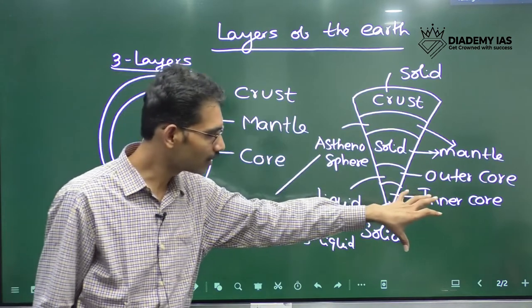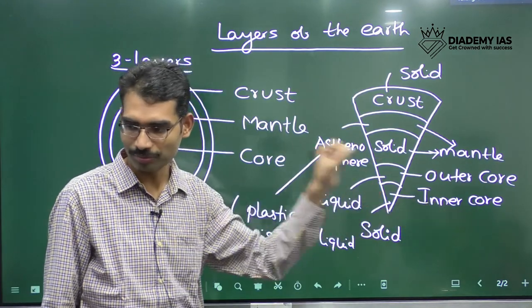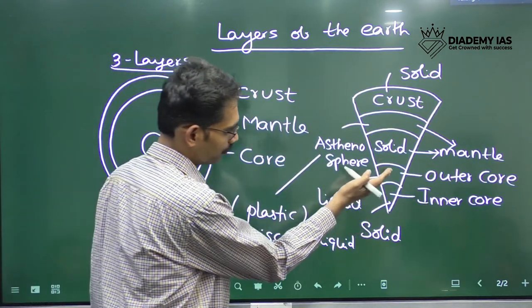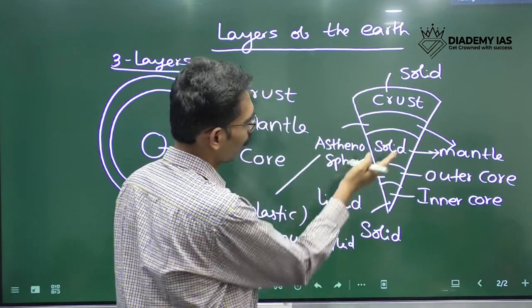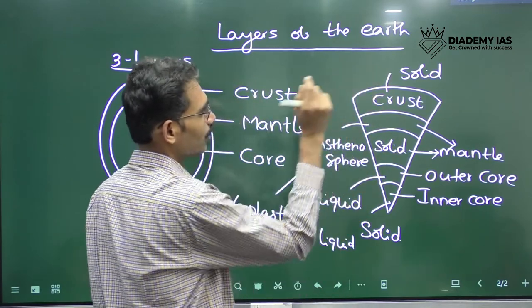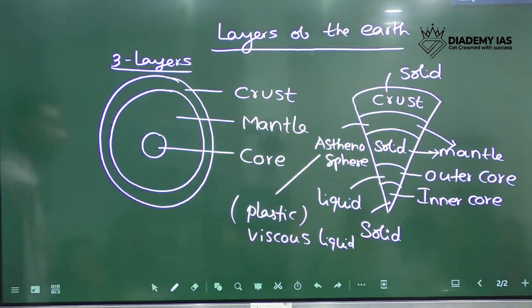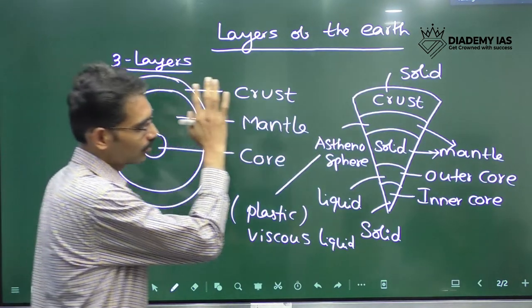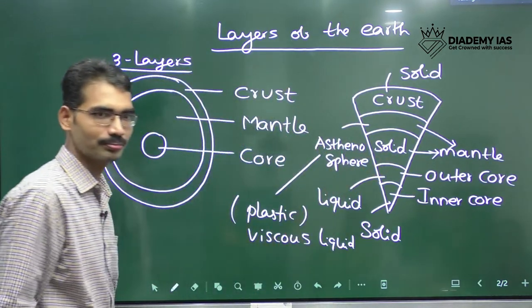So the innermost part, solid or liquid? Solid. On top of it? Liquid. On top of it? Solid. On top of it? Liquid. So on top of it, crust, solid. So up to this, clear?